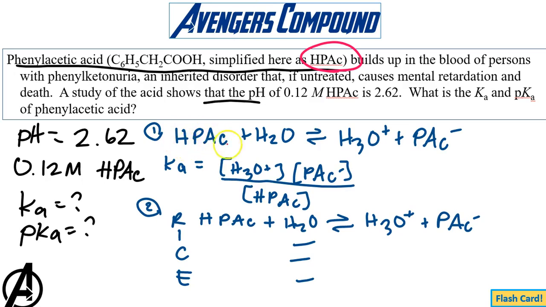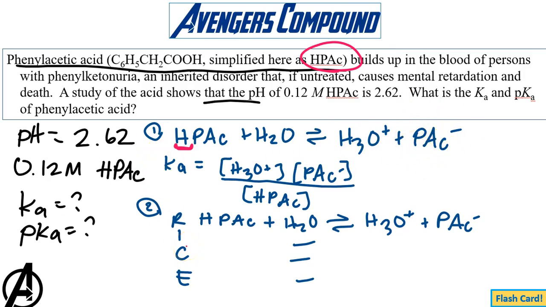And then I'm glad they wrote it this way as well, because we see the ionizable proton right there, right? So we have our HPAC, we're going to mix it in water. It's going to be an equilibrium because we're dealing with a weak acid. It's going to dissociate to produce H3O plus and the conjugate base, which means it does not have the proton.